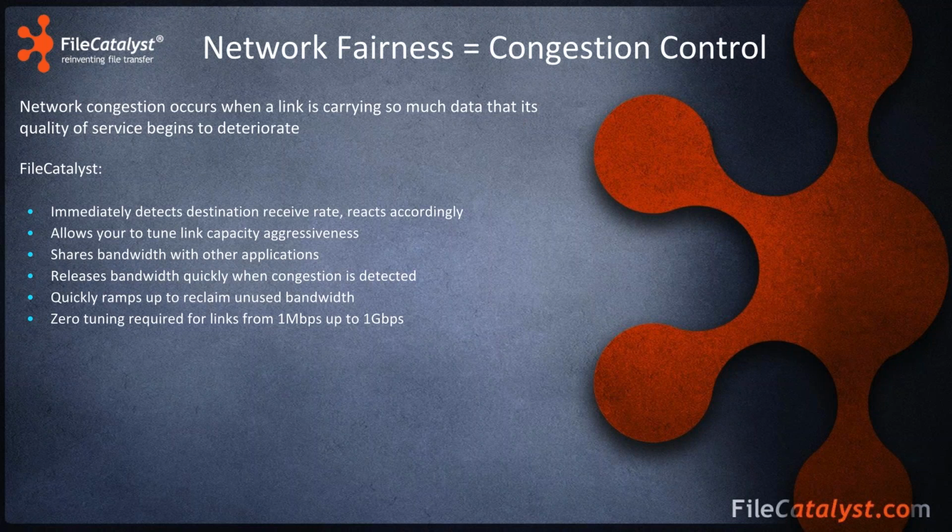As soon as the transfer starts, we'll try and see what the maximum speed on the link is, and we'll start transferring files at that speed. As applications start consuming some of that bandwidth, FileCatalyst will detect it and slow down. As soon as those applications are done, whether it's streaming a video on YouTube or performing in-house transfers, FileCatalyst will pick back up and reclaim the unused bandwidth. For most deployments, anywhere from 1 megabit to 1 gigabit per second, there's no tuning required in addition to what comes out of the box with FileCatalyst.